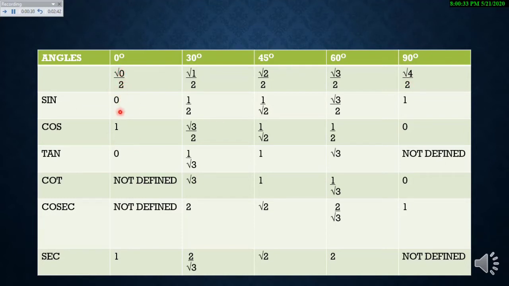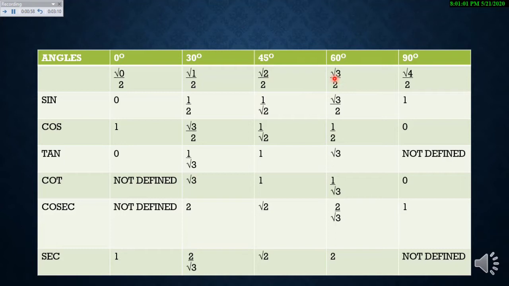Root 0 by 2 becomes 0 only. Root 1 by 2, the value of root 1 is 1 only, so it becomes 1 by 2. Root 2 by 2, the value of root 2 we can take as root 2 only, but the denominator 2 we can write as root 2 into root 2. So the root 2 in the denominator and the root 2 in the numerator get cancelled, and we get 1 by root 2, right?